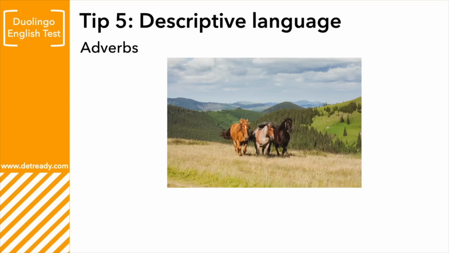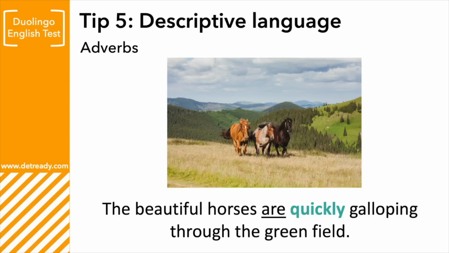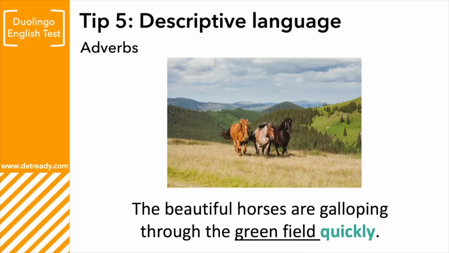This photo, the beautiful horses are galloping through the green field. With an adverb, you can say, the beautiful horses are quickly galloping through the green field. In this sentence, the adverb is after the be verb. But it can also come at the end of the sentence, like this. The beautiful horses are galloping through the green field quickly.